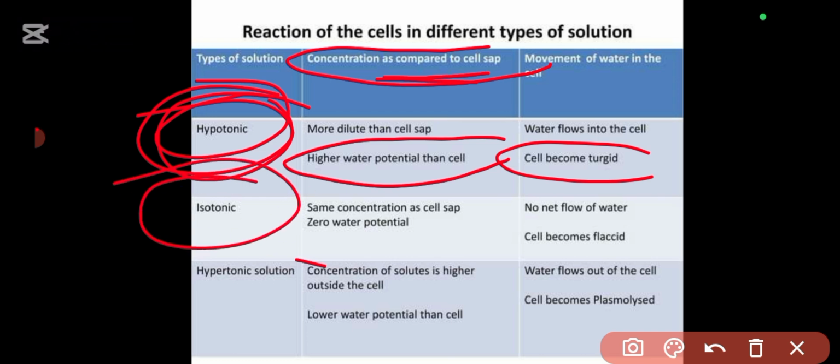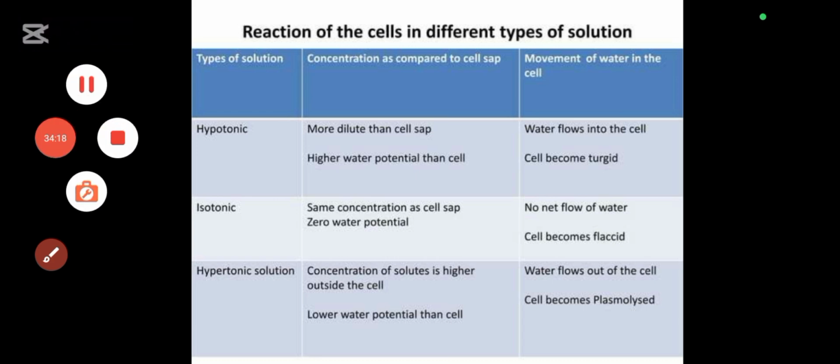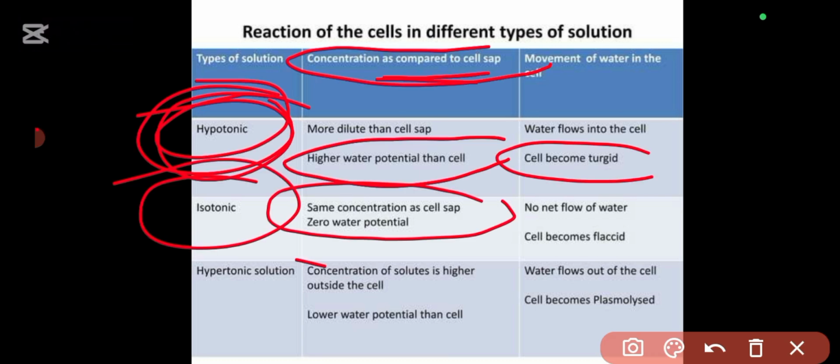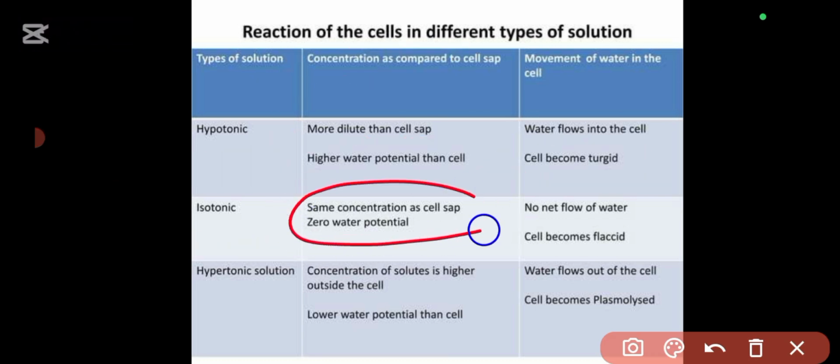Isotonic is when there is the same concentration of solutes outside and inside of the cell. So because of that, there is zero water potential, because there is similarity in the concentration within and without the cell. Because of that, there is no net flow of water, because water is supposed to flow down a concentration gradient, but there is no gradient set up here.